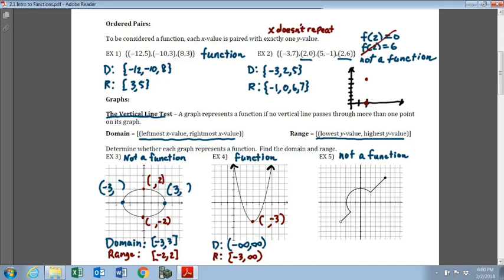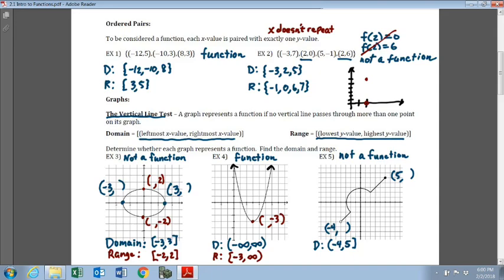Let's look at domain and range. So our leftmost point is right there, and it has an x value of -4. Our rightmost point has an x value of 5. And we're hitting all the points in between, so our domain will go from -4 to 5.